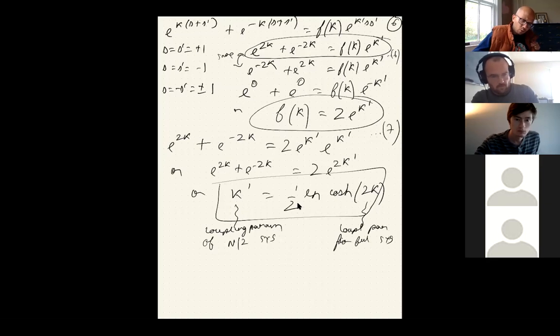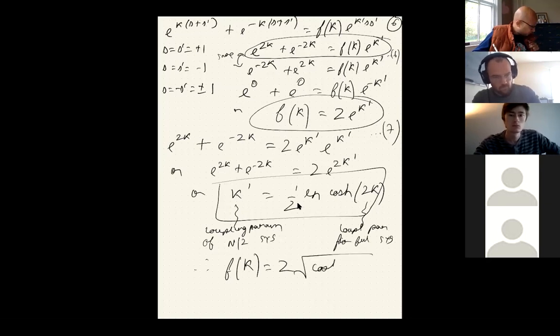f of k is 2 e to the power k prime. So what does that mean? f of k is equal to 2 square root of hyperbolic cos of 2k.